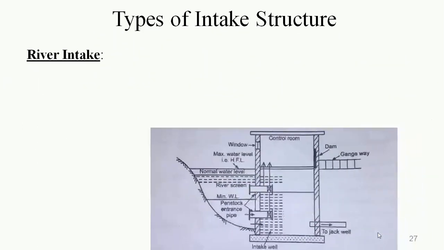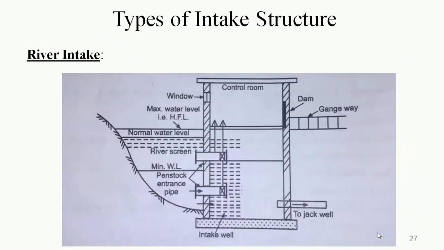The following figure shows a typical river intake structure. The important thing to notice in this figure is the multi-level penstock entry system. As we can see, the lowest penstock pipe is placed below the minimum water level in the reservoir. This helps in withdrawing water from the river even during the driest seasons of the year.